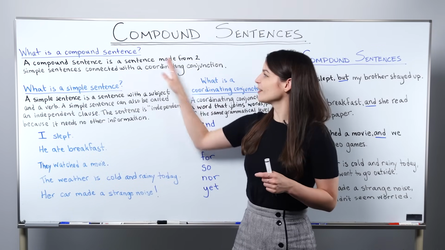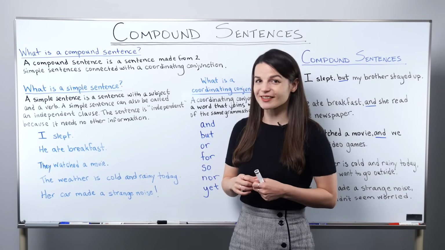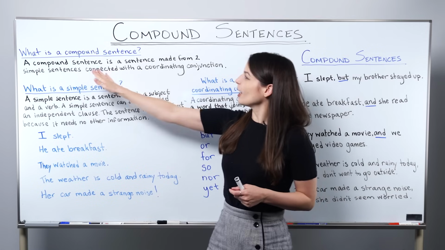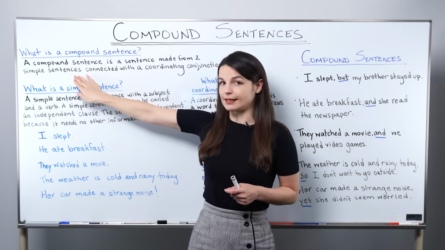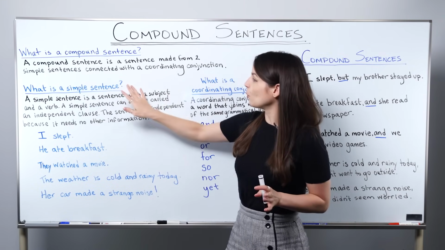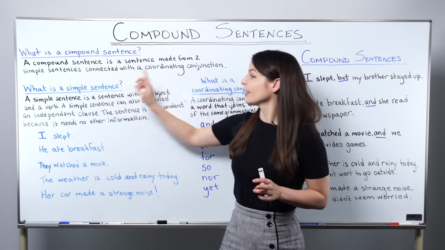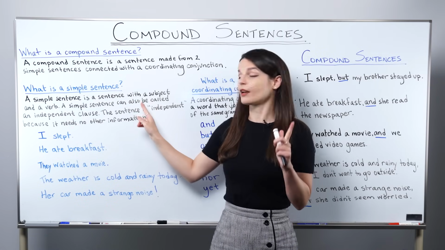So let's break down this definition and see what we need to make a compound sentence. Okay? So first, we have a compound sentence is made from two simple sentences. So first, let's talk about what a simple sentence is. What is a simple sentence here? So a simple sentence is a sentence with a subject and a verb.